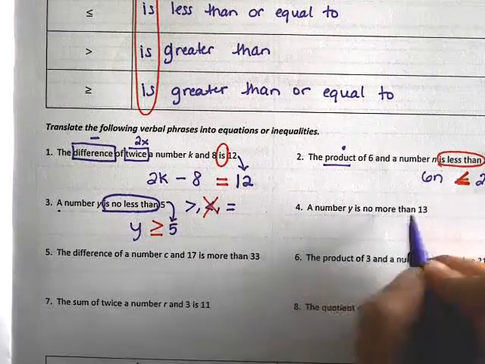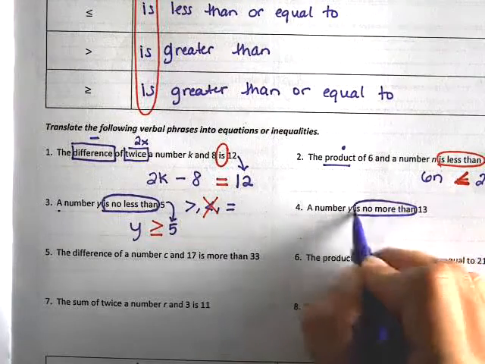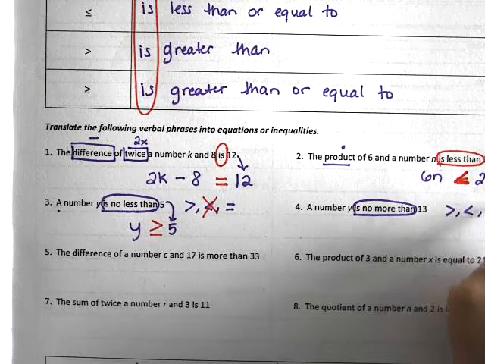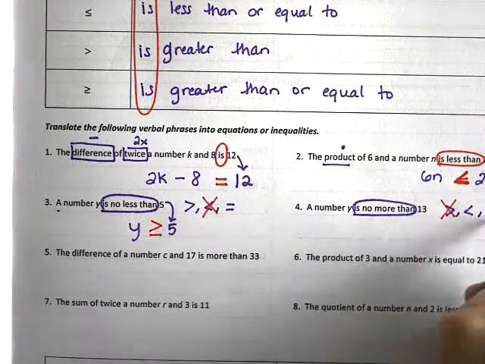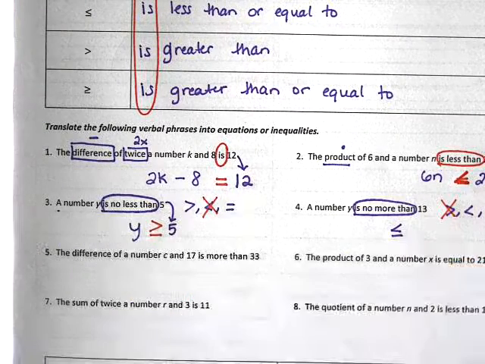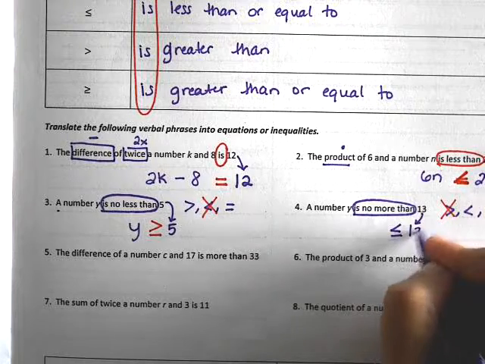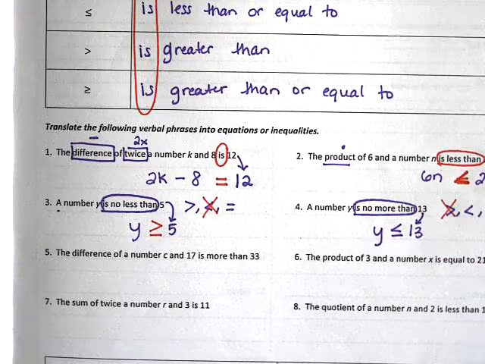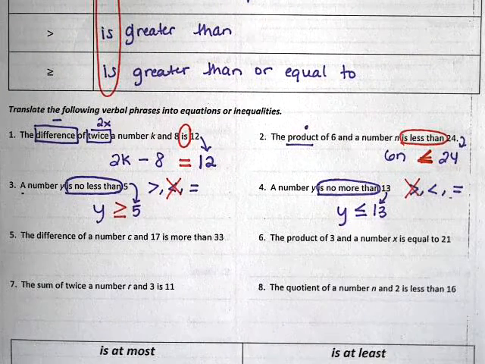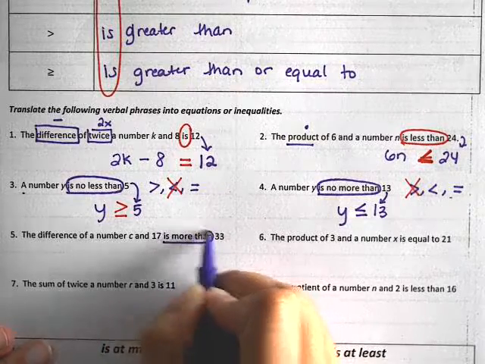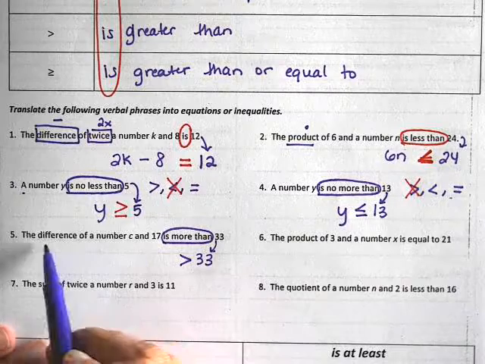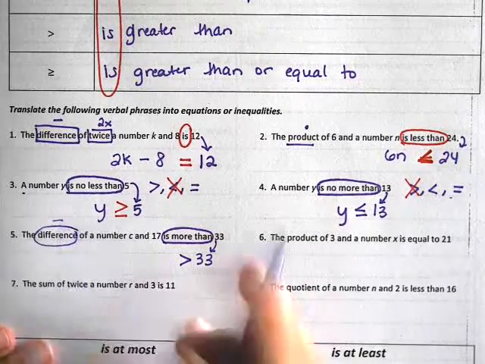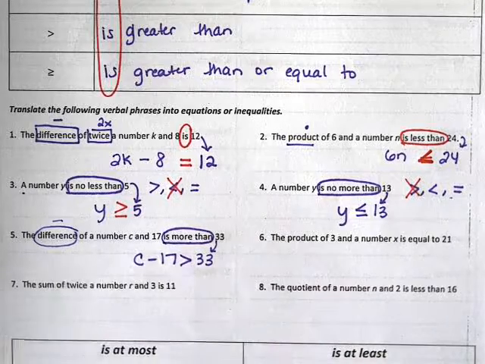A number y is no more than. So this time, if you're thinking about a greater than or less than or equal to, it says no more than. If I combine these two symbols, it would be less than or equal to. I'm going to drop down the 13, and again it says the number y. It says no more than. Is more than is the same thing as is greater than. I'm going to put the 33. Now I'm going to look at the other side. The difference means subtraction, so C minus 17.